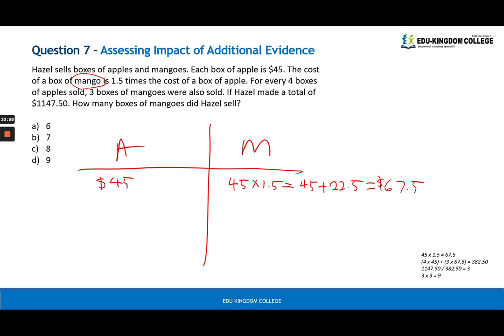For every 4 boxes of apples sold, 3 boxes of mangoes were also sold. So every 4 of apples, we have 3 of mangoes. So actually 4 boxes of apples would be 4 times 45, which is how much? 180. Okay, and 3 mangoes is 3 mango boxes times each box, which is 202.5.